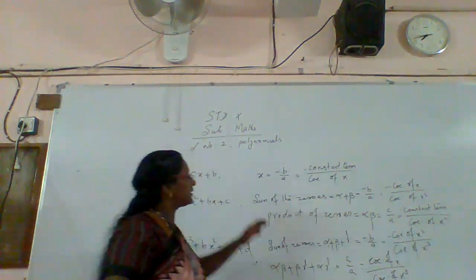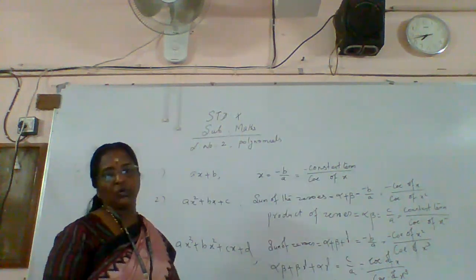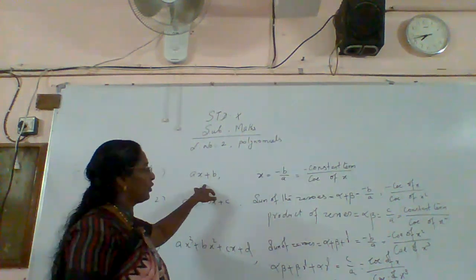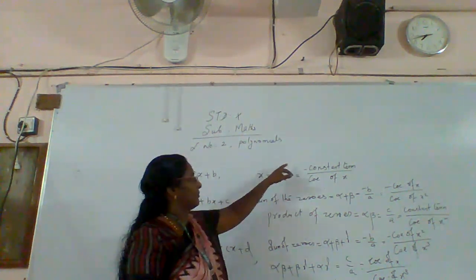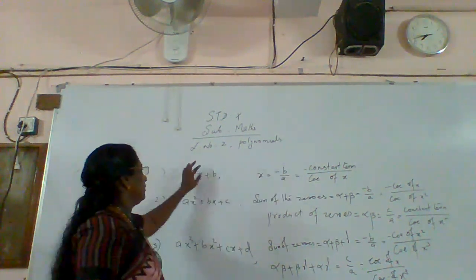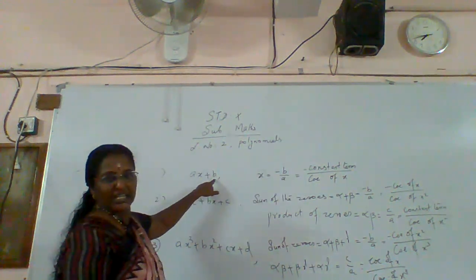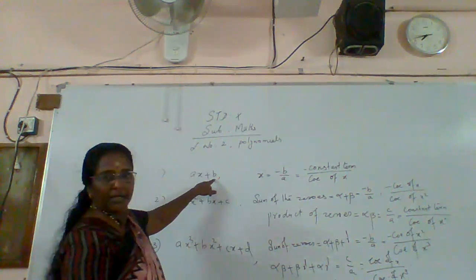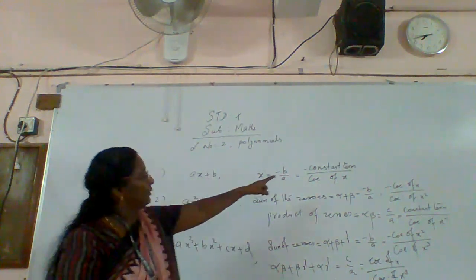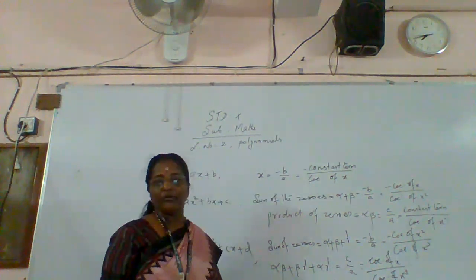Okay. So these three you will learn from. First one, linear polynomial. Zero of the polynomial is equal to minus b by a. I told you, leave this one, start with minus b by a, and minus constant term divided by coefficient.